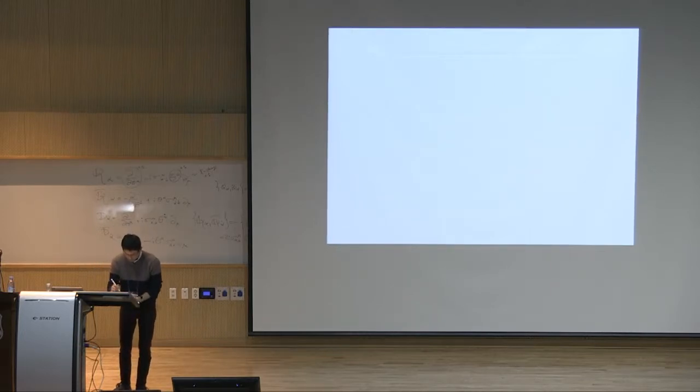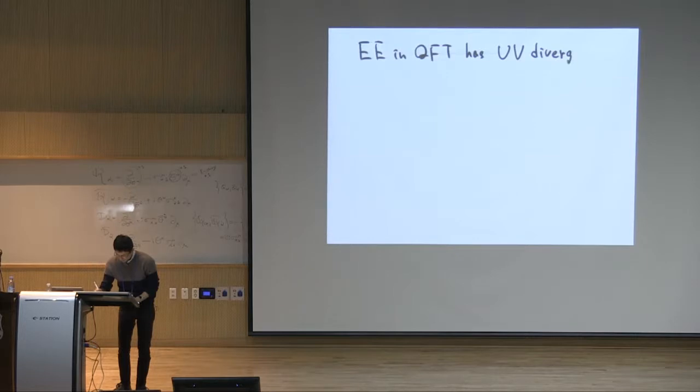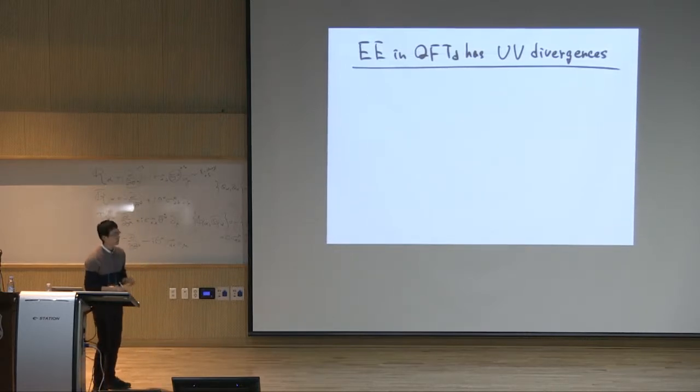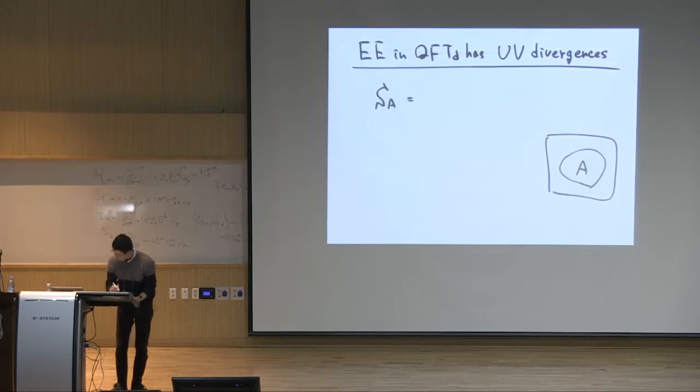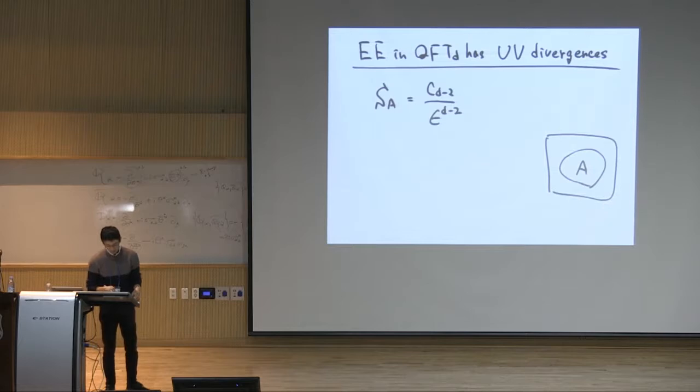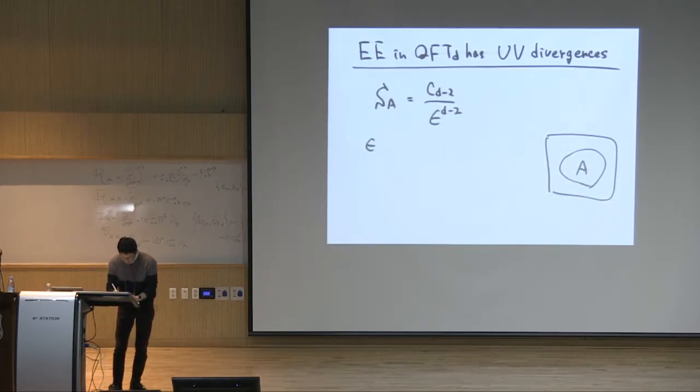I don't think I have enough time to explain the full detail, but if you calculate entropy in quantum field theory, there are many UV divergences. So let's consider a d-dimensional quantum field theory. I only talk about Euclidean signature, so d means d spacetime dimensions. In d dimensions, entanglement entropy for a spatial region A is known to have UV divergence of this form. The leading UV divergence starts with 1 over epsilon to the d minus 2, where epsilon is some small number, the UV cutoff.